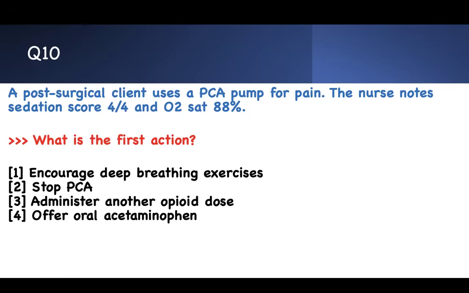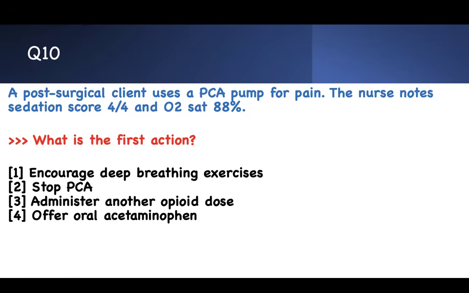A post-surgical client uses a PCA pump for pain. The next note, sedation score of 4 out of 4. That means bad. It's completely gone. And saturation is 88. The first action is to fix the complication. And the best action is, overall, this patient needs oxygen. So overall is basically dealing with the problem. But the first action is to what?